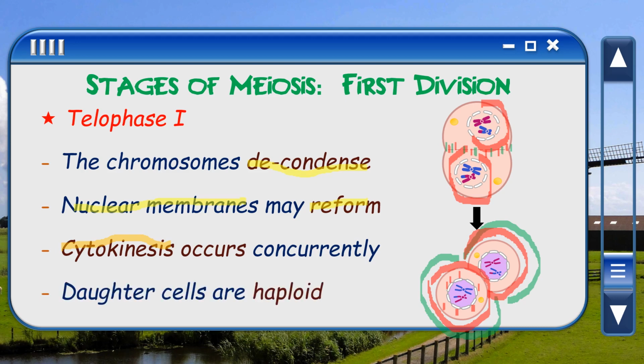Now the daughter cells are haploid. We have divided them, that is telophase 1. Each one has only one chromosome of the pair, one chromosome of the homologous chromosomes.